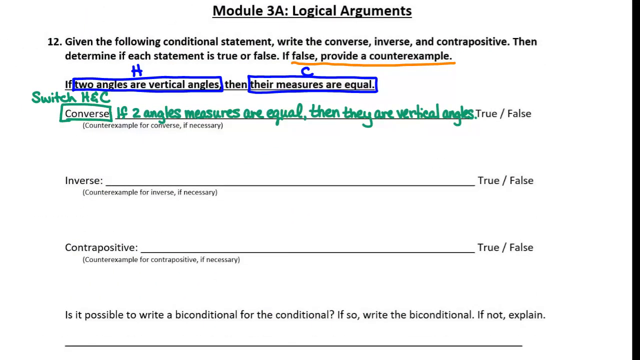All right, so let's read that one. If two angles' measures are equal, then they are vertical angles. You could even read that as then they have to be. If two angles have the same measurements, do they have to be vertical angles? No, so I would say this is false. If I say it's false, I have to provide a counterexample to this. Dalen, you with me? Doing okay?